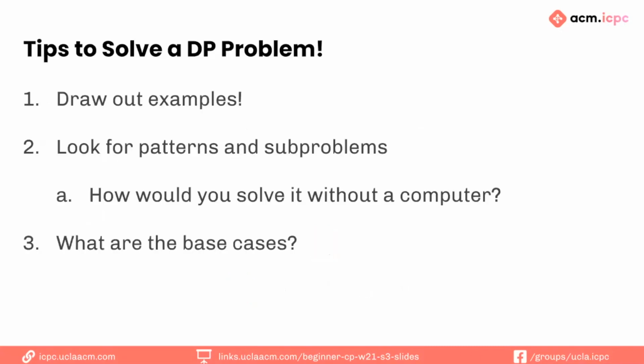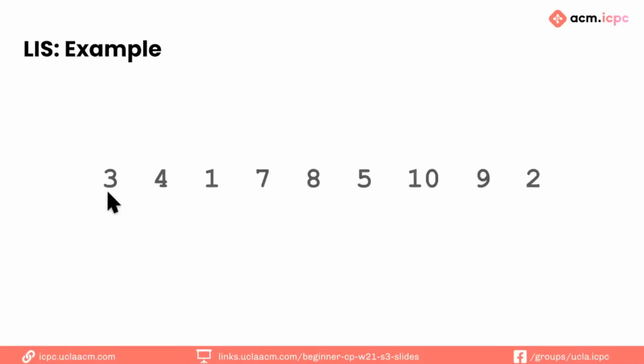So I think what we can do is we'll start by drawing out examples, similar to the last problem. Let's take this example: 3, 4, 1, 7, 8, 5, 10, 9, 2. It's kind of a long sequence. The reason I chose this one is because it's not one of those trivial sequences where everything is increasing or everything is decreasing, but there's a lot of increases and decreases, a lot of different increases and decreases.